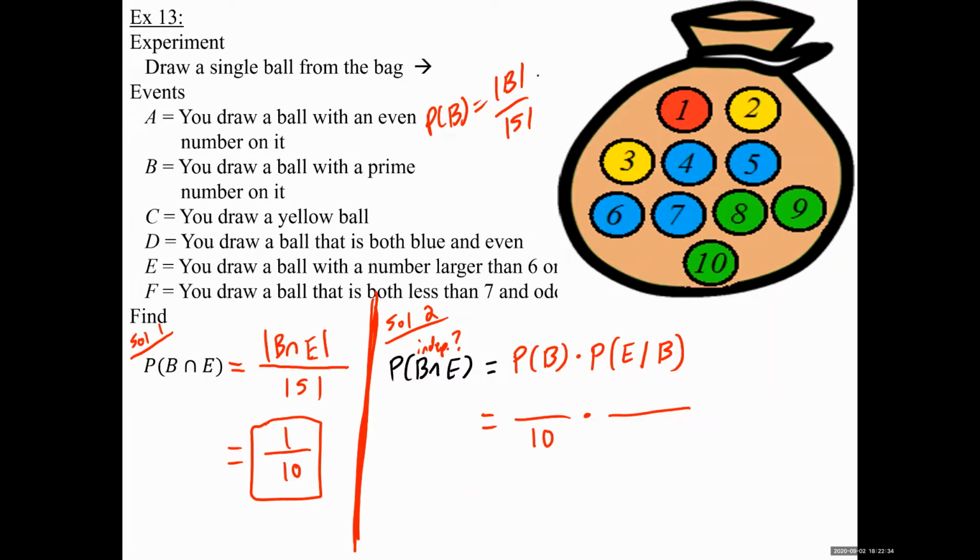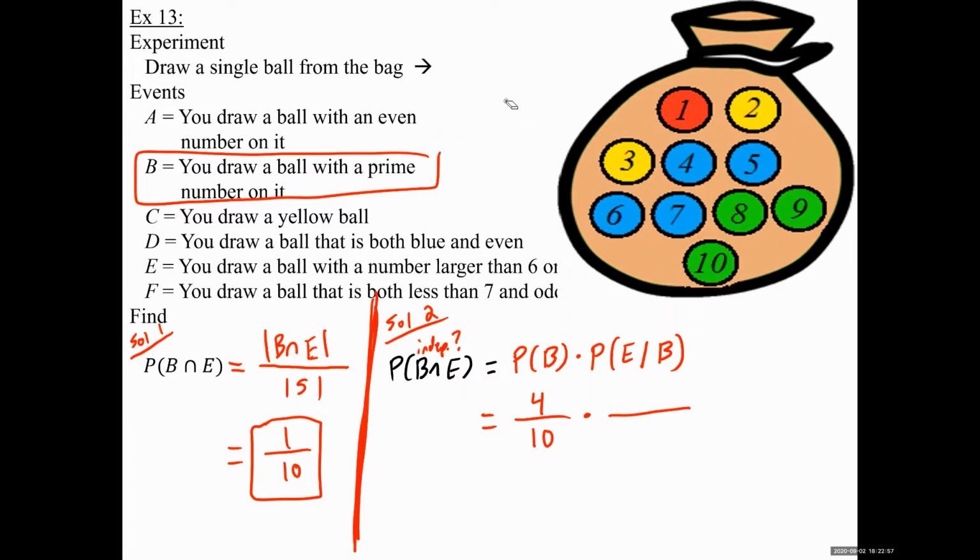How many things are in B? What was B again? Prime number. How many prime numbers in the entire bag? There's 4. The 2, the 3, the 5, and the 7 are the prime numbers. So there's 4 things. This probability, 4 out of 10. Is everybody with me on that much? Yes. Yeah.